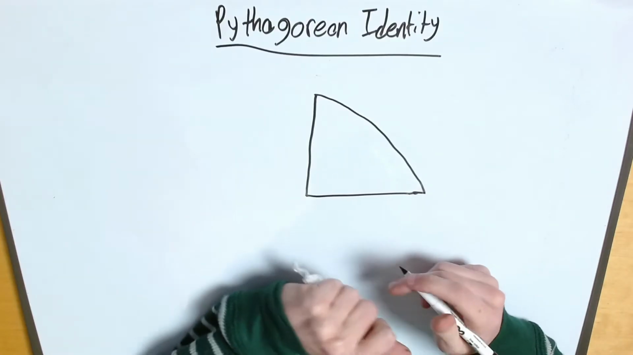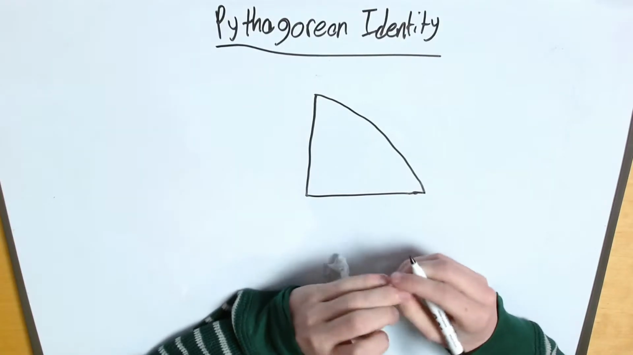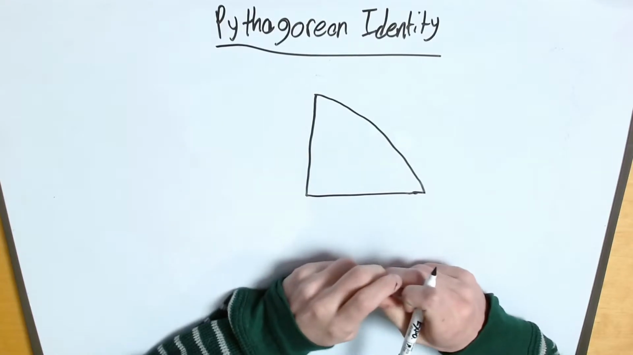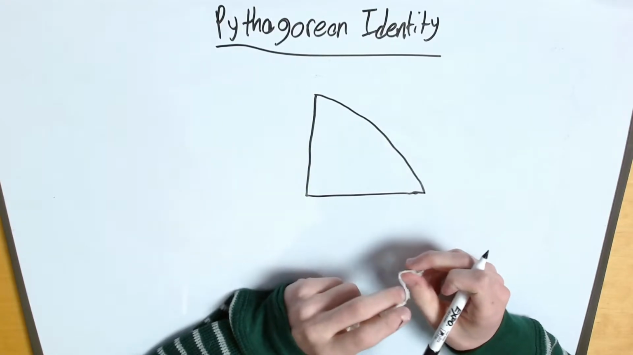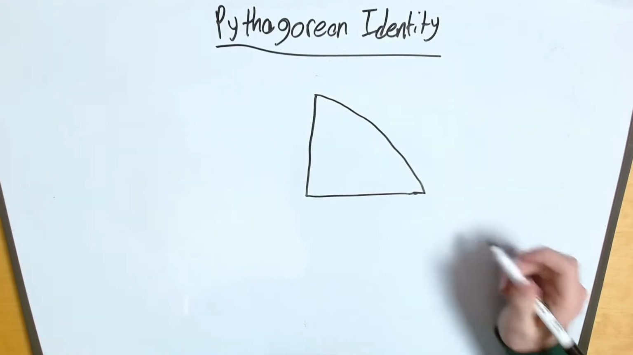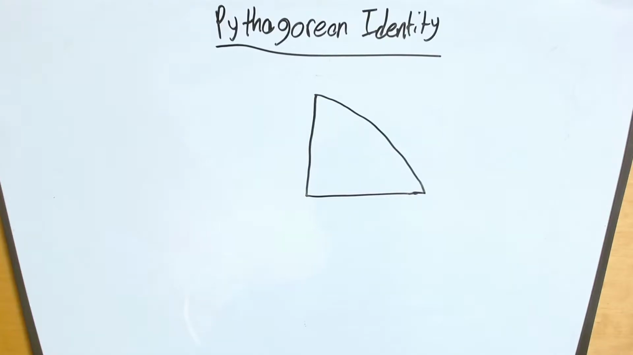Hi. Today we're going to be going over the Pythagorean identity in trigonometry. A pretty concise equation that's honestly really useful for solving all sorts of problems in trigonometry. So, what is it? Well, it's based in part on the unit circle.